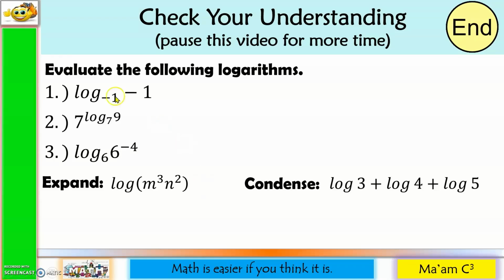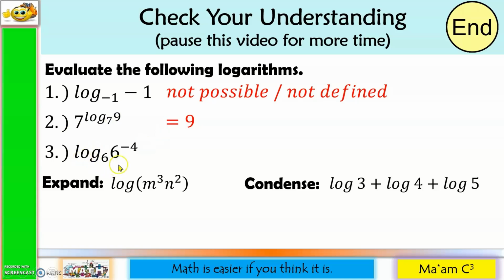Let us answer. For number 1, though we have the same base and x, the answer here is not possible or not defined. Because remember, the base should be greater than 0 but not equal to 1, and x also should be greater than 0. For number 2, the answer here is 9. For number 3, the answer here is negative 4.